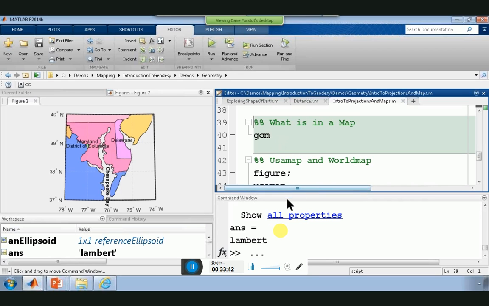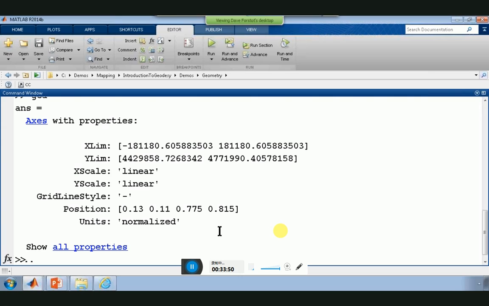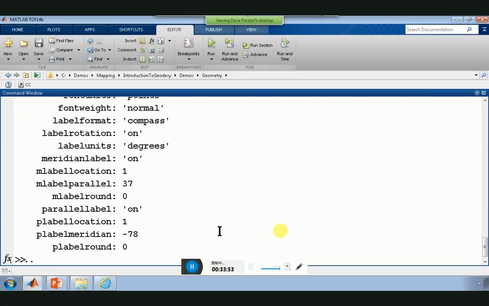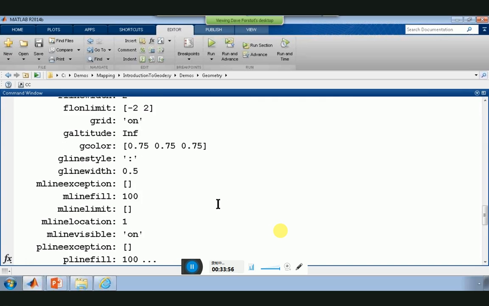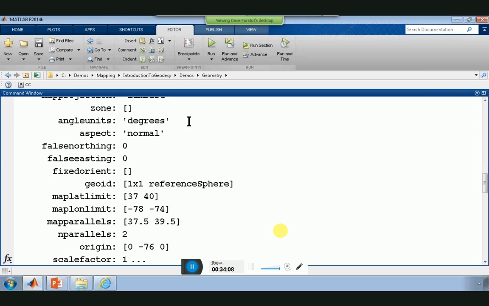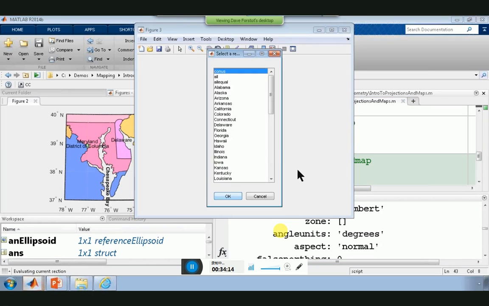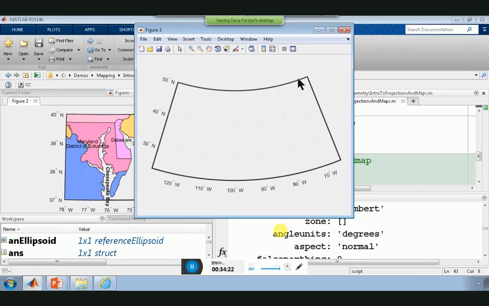So where that projection information was stored, where that's actually hidden, is if you say GCA, that gets the current axes for the figure. There is also a notion of a map axis, GCM. And that map axis has a lot of information, the projection, the reference ellipsoid, which we're calling a geoid here, and the limits in terms of latitude and longitude. Now, you can make a different USA map. So I can pick one that's optimized for any particular state, or maybe the contiguous states. And if I do that, I'm going to get a very different axis.